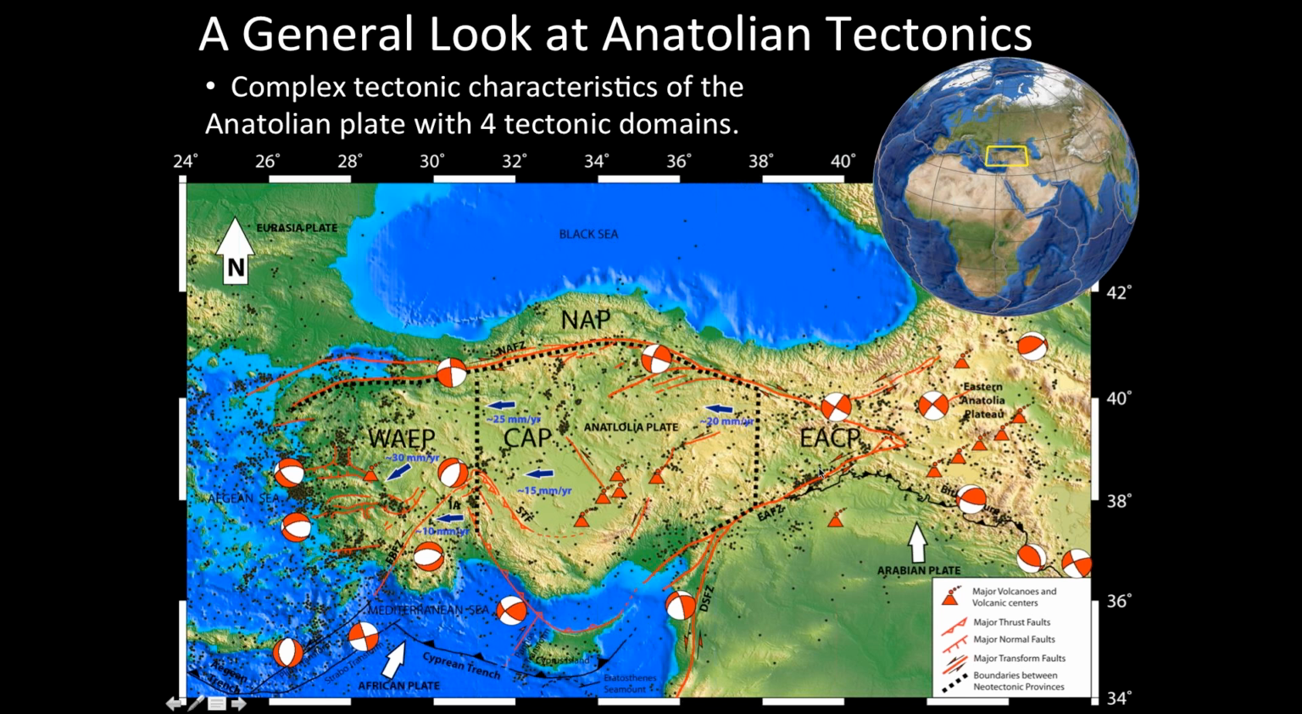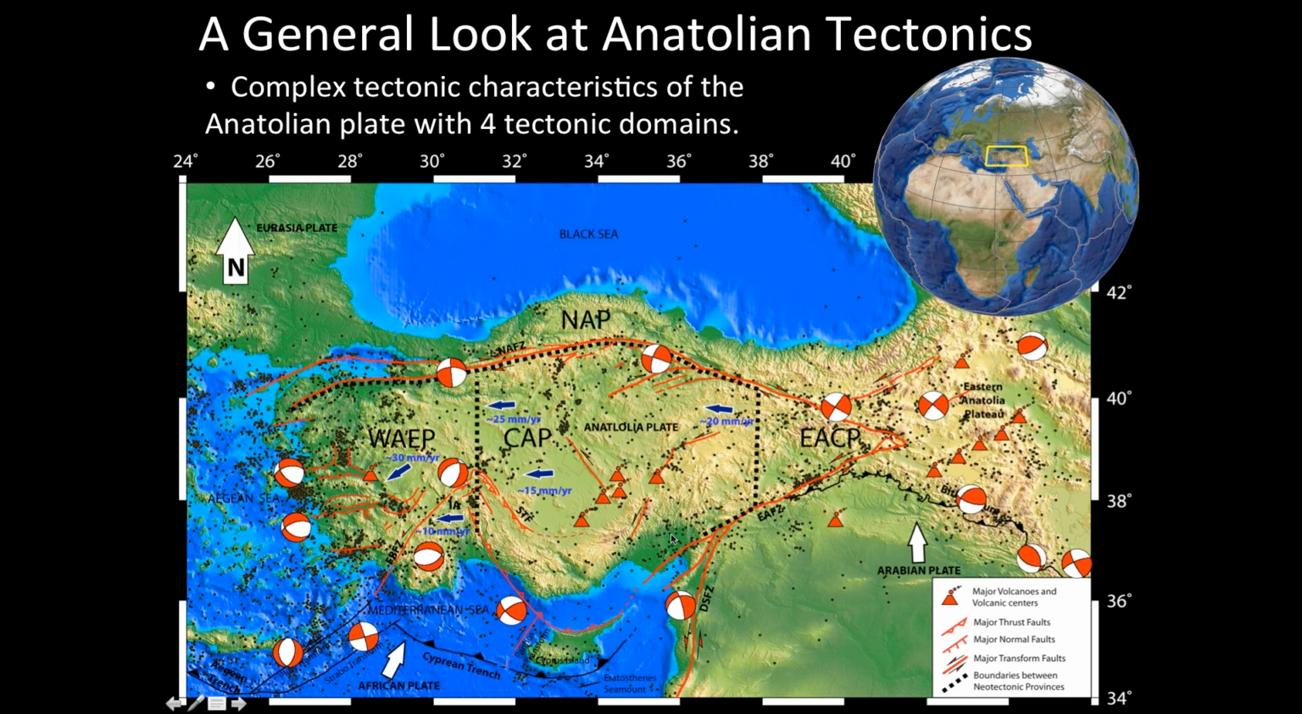The East Anatolian province is a contractional province. And this contraction is due to the northward indentation of the Arabian plate into the Laurasia margin. This zone is characterized by a conjugate strike slip fault system as well as thrust fault systems. This collision and indentation resulted in westward escape of the Anatolian plate along the North Anatolian fault zone and the East Anatolian fault zone.